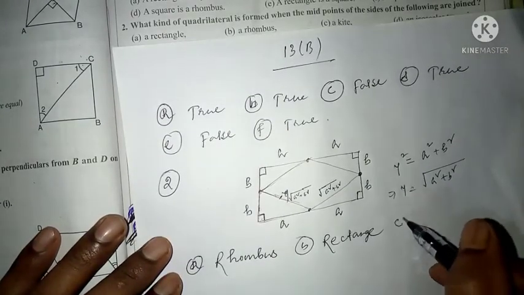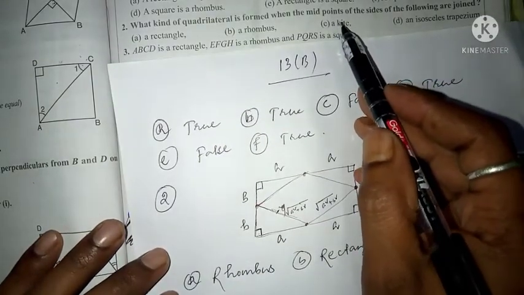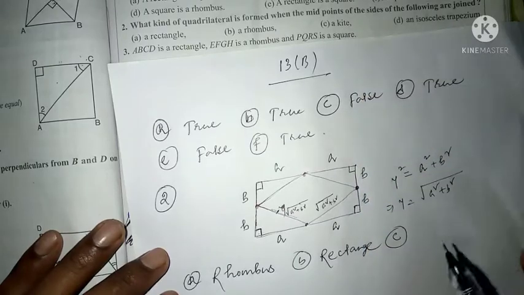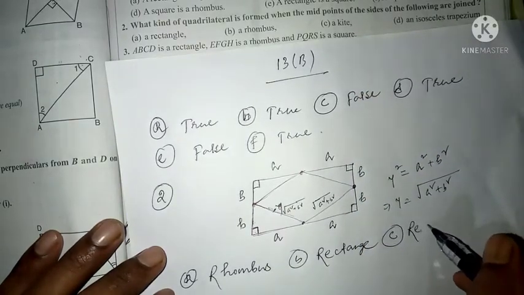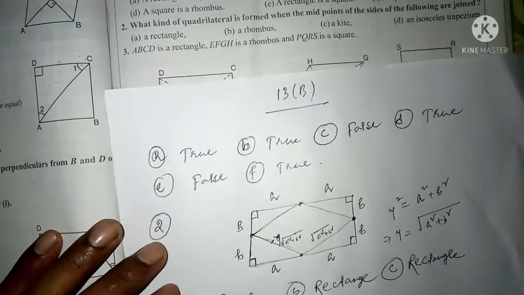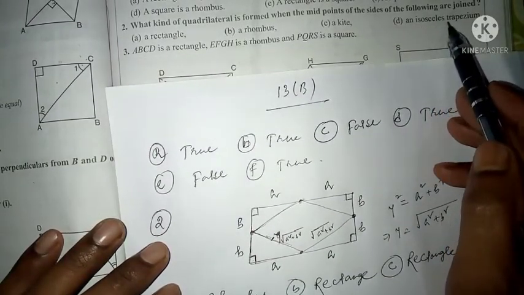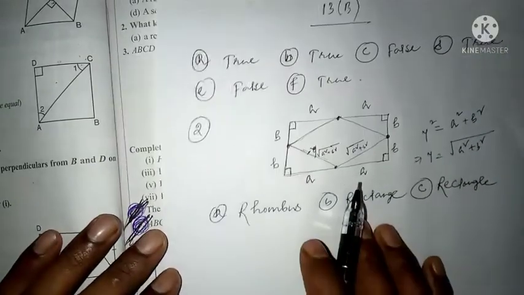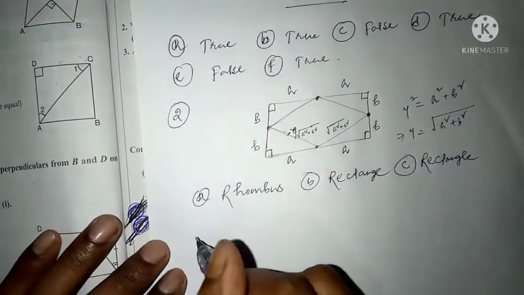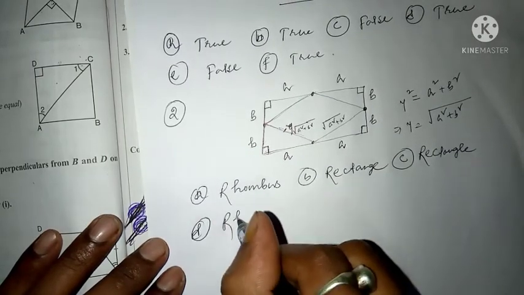Then see the C number, a kite. Now if you join all the midpoints of a kite, then also you will get a rectangle. Then an isosceles trapezium: if you join all the midpoints of an isosceles trapezium, it gives you a rhombus.